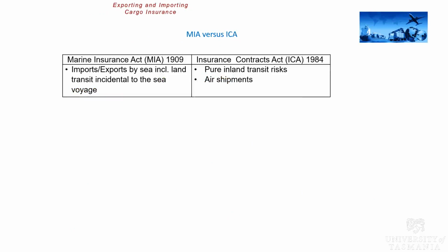So if we have a look at the Marine Insurance Act versus the Insurance Contracts Act, what it tells us is the Marine Insurance Act covers imports and exports by sea, but it also includes land transit incidental to the sea voyage. So most sea voyage requires some incidental transport to facilitate that, and the Marine Insurance Act is going to cover that. In terms of Insurance Contracts Act, it's air shipments or pure inland transit risks, solely focused on those two areas.